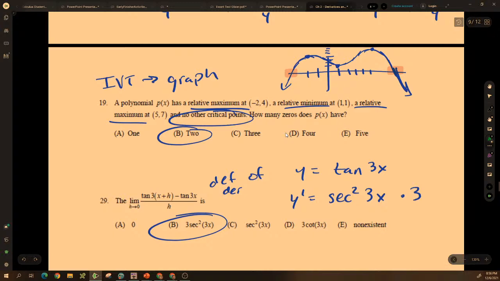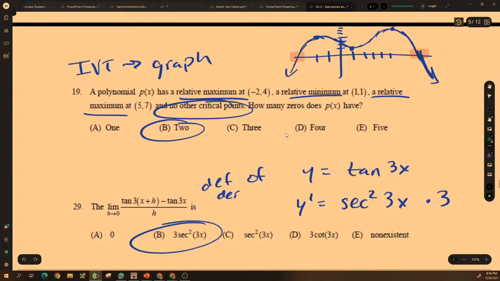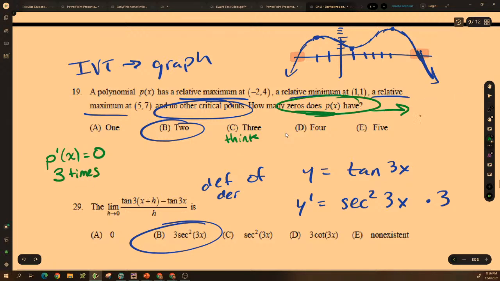This next one is really weird. A lot of students mistakenly pick 3. They think it's 3, but 3 is actually a wrong answer. The reason they think it's 3 is they look at this and they're like, oh, we have a relative maximum, we have a relative minimum, we have another relative maximum. Those are all 3 critical points. So I'm going to pick 3 because we have 3 zeros. It's not 3 zeros. P prime of x equals 0 happens 3 times, right? But they didn't ask for that. They said, how many times does P of x equal 0?